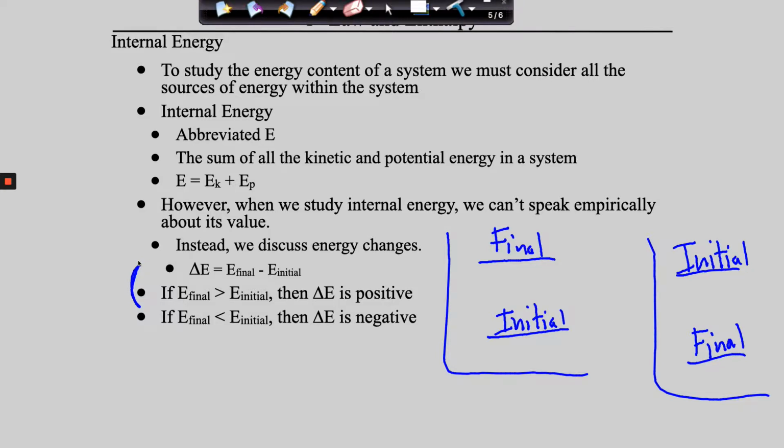So let me ask you a question. How does this happen? Whether it's a positive change or a negative change, how do those two things happen in the real world? Work and heat. Guys, grab that. How does this happen? How does energy get in and out? How does final energy end up higher or lower than initial energy?